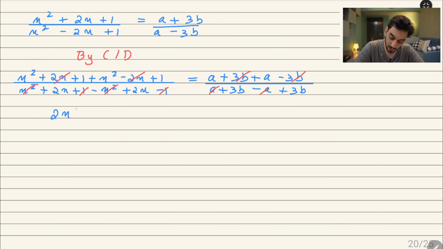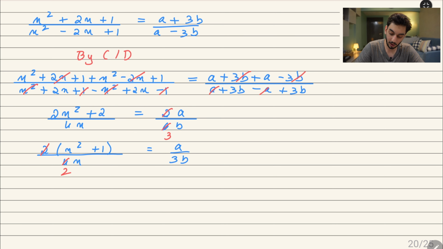X square plus x square is 2x square, 1 plus 1 is a 2. In the denominator I'll be left with a 4x is equal to a plus a is a 2a. In the denominator 3b plus 3b is 6b. Let us simplify this thing. 2 times 1 and 2 times 3 is this thing. I can factor out a 2 from here, so I'll be left with x square plus 1. In the denominator I'm left with 4x is equal to a over 3b. So 2 times 1 and 2 times 2, just get rid of the denominator.